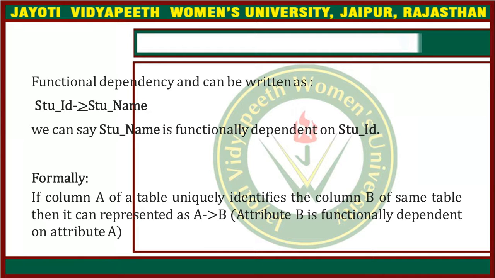Okay. Formally, if column A of a table uniquely identifies the column B of the same table, then it can be represented as A tends to B, means attribute B is functionally dependent on attribute A. Means for showing the dependency, you have to put this sign, dash and greater than symbol, or you can say the arrow symbol.